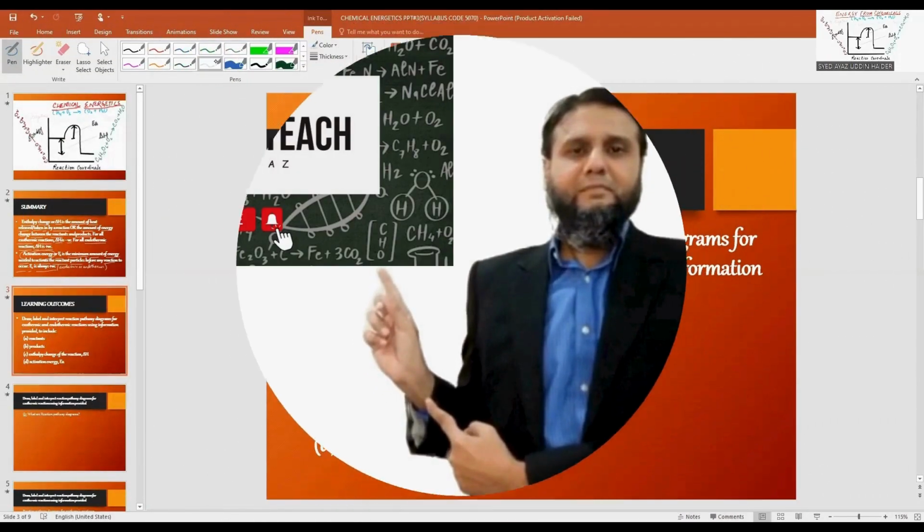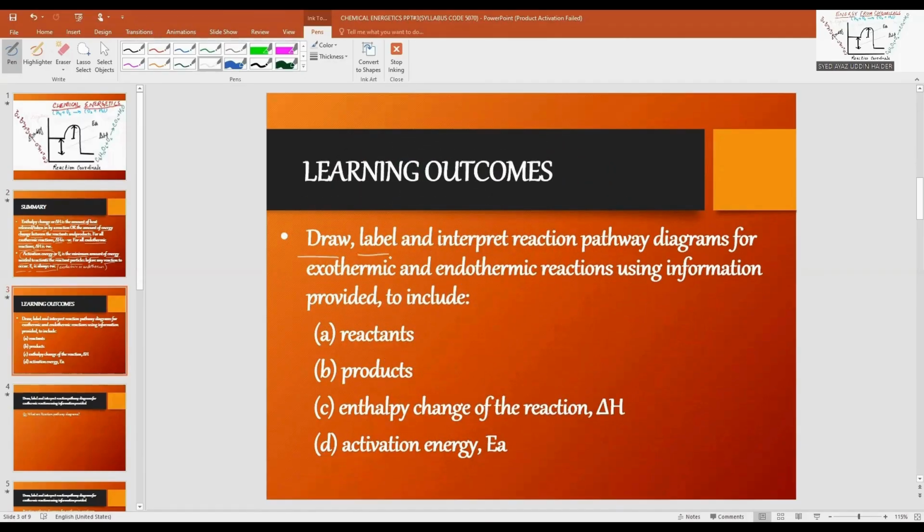Today's lesson: draw, label, and interpret reaction pathway diagrams for exothermic and endothermic reactions using information provided to include reactants, products, enthalpy change of the reaction, delta H, activation energy, EA.